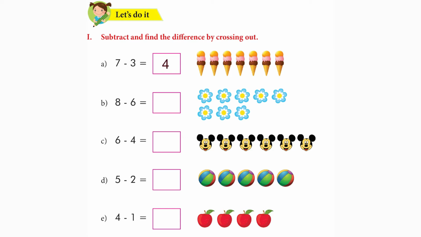Now the next one. We have 8 minus 6. So we have 8 flowers. Let's cross out 6 flowers.